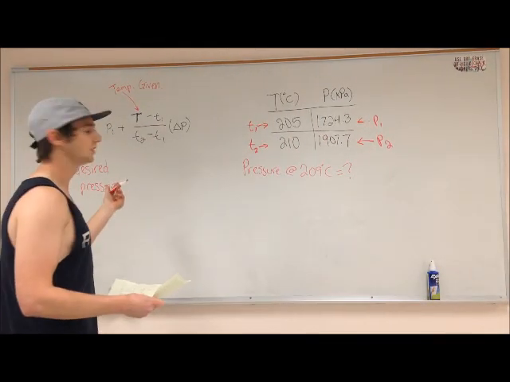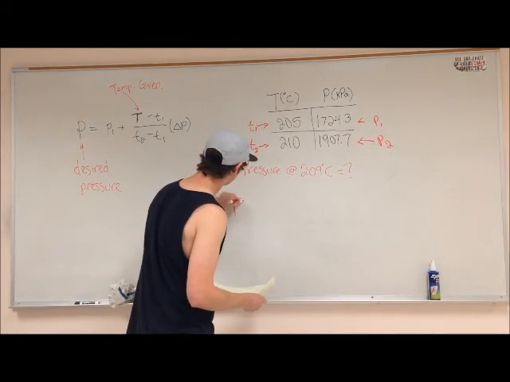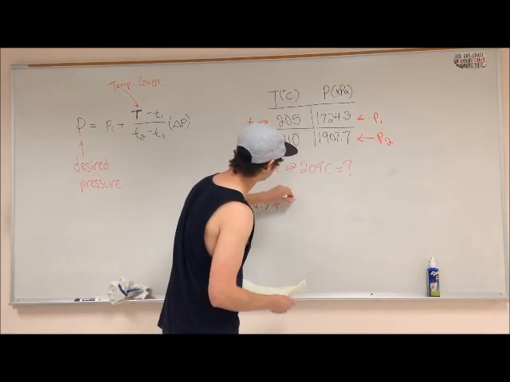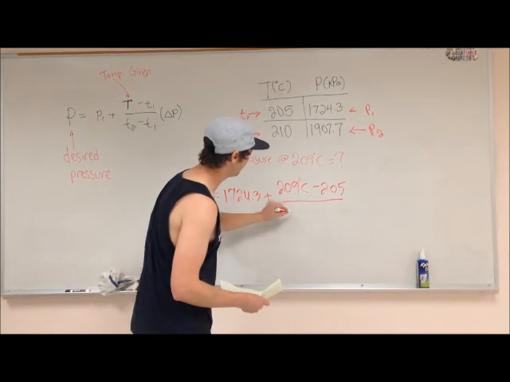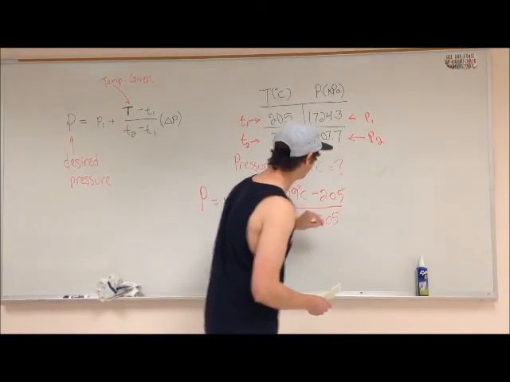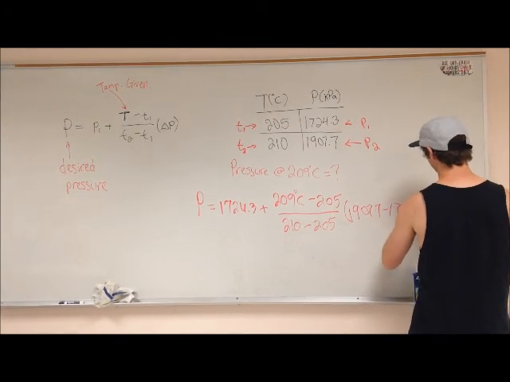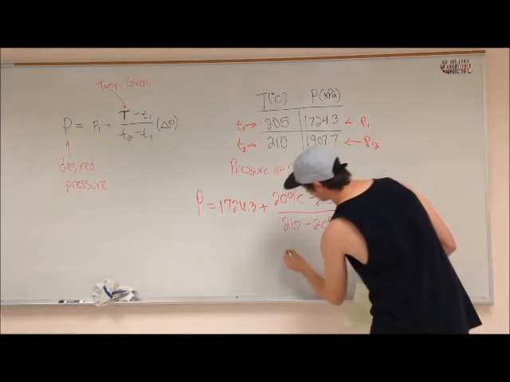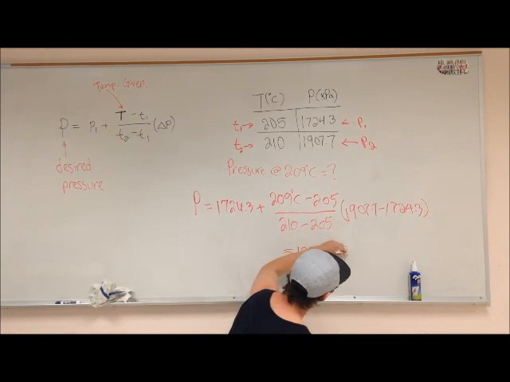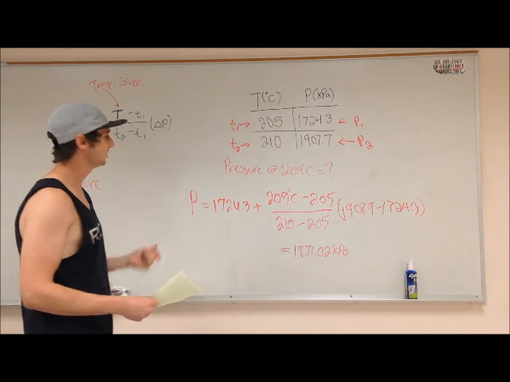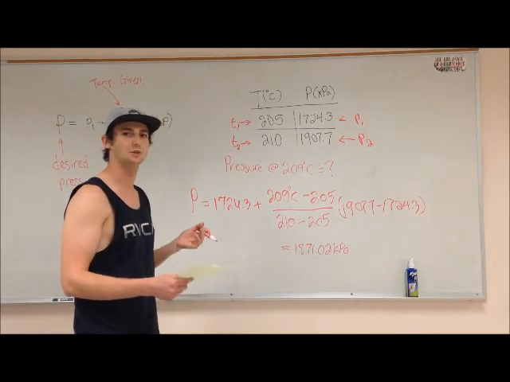Alright, and using the equation given for interpolation, we can see that our pressure equals, we have our P1, which is 1724.3, plus our given temperature minus our T1, 205 degrees Celsius, over our delta T, which is 210 minus 205, times 1907.7 minus 1724.3. Alright, when you crunch that out, you get a pressure of 1871.02 kilopascals. And that's an example of a linear interpolation when the table does not give you the value in between. And just make sure that the table is in fact a linear relationship between pressure and temperature.